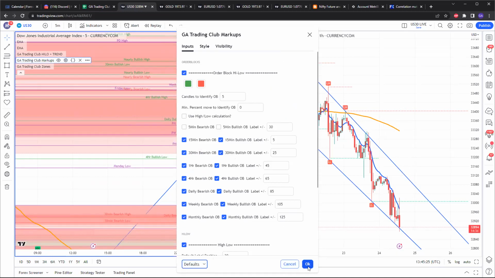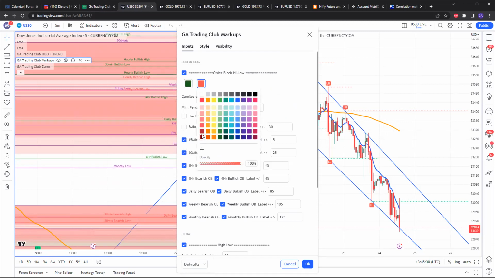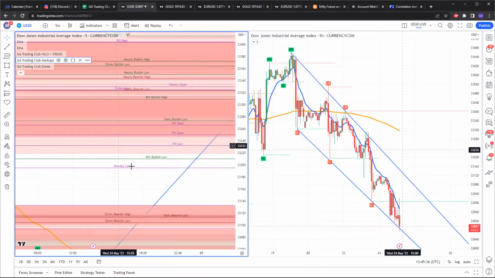Save as default, because for me these are just my preferences, but you can change them to match what you want. So the default should be sufficient. So that's the first one.